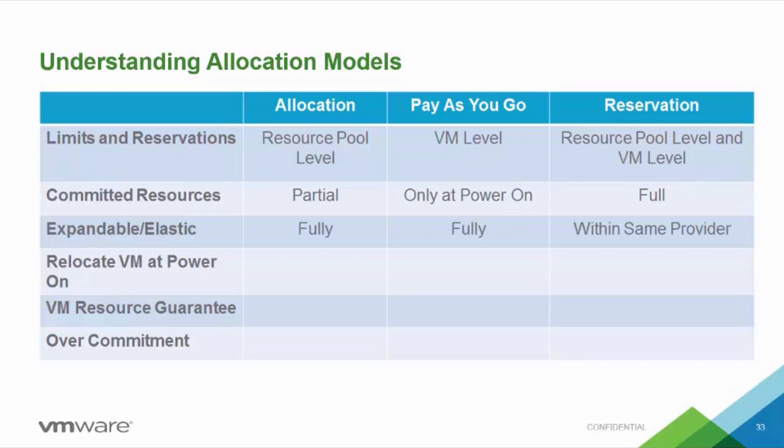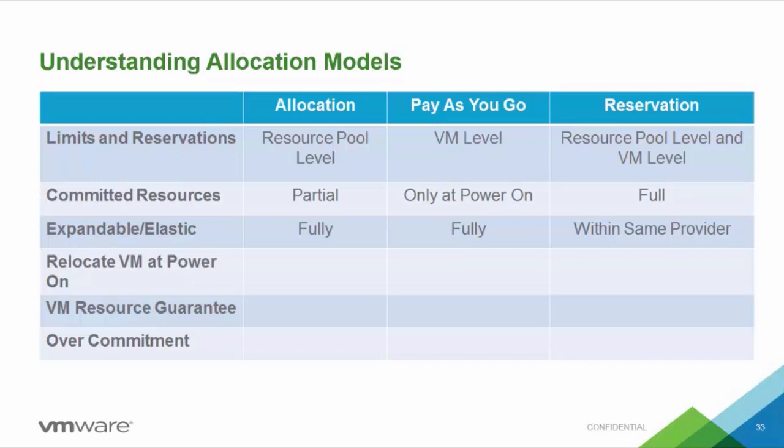We've talked about elastic, or expandable, as some people may refer to it. With allocation and pay-as-you-go, we're fully elastic so that we can pull from anywhere as and when needed. With reservation, we're not elastic, but we are expandable to the degree of the actual provider VDC. So we're able to take as many resources as that provider can actually give us. Again, they need to be configured to be given; it can't pull them as and when needed.